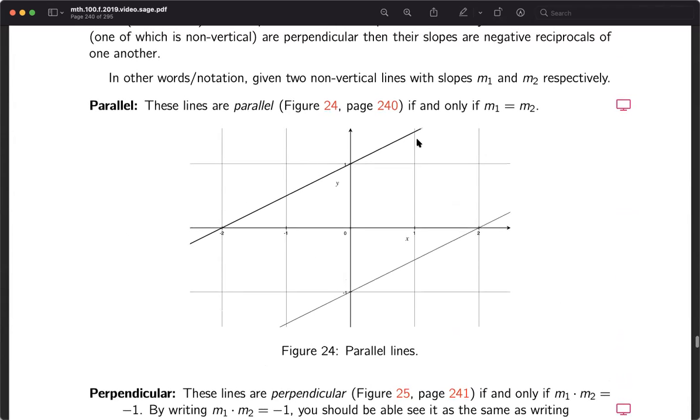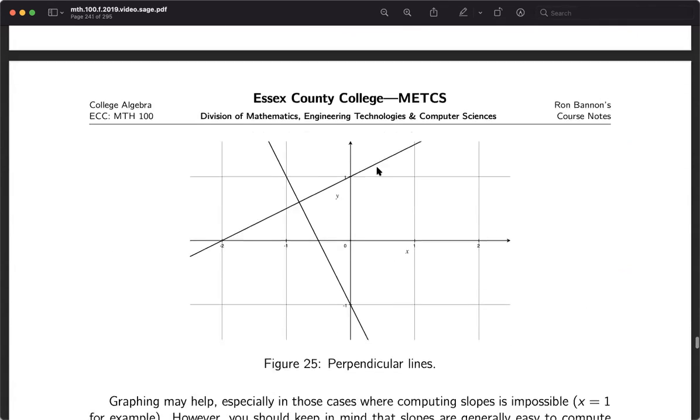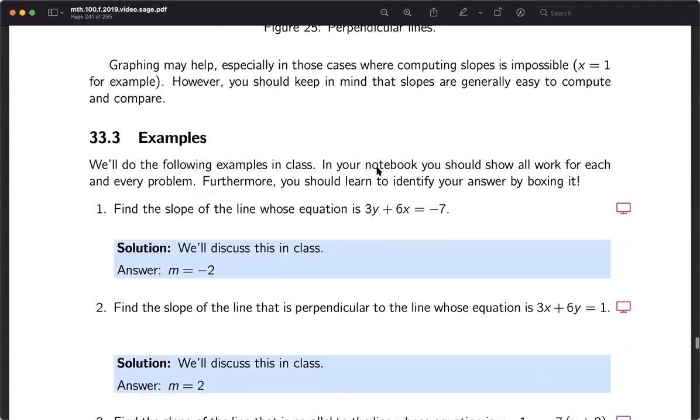Test number one: lines are parallel if their slopes are equal. Lines are perpendicular if the product of their slopes is equal to -1, a negative reciprocal, so to speak. So what we're going to do now is go to the examples, and see how the lecture material relates to the examples.